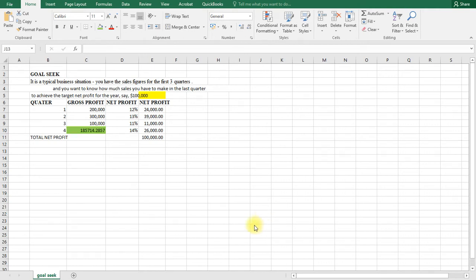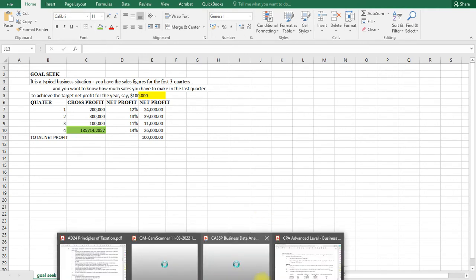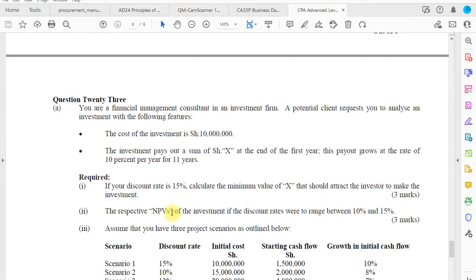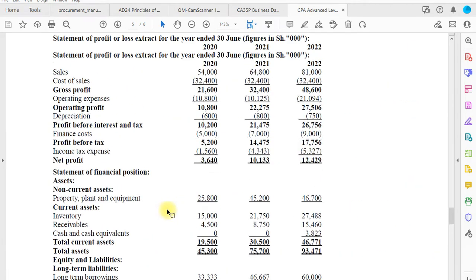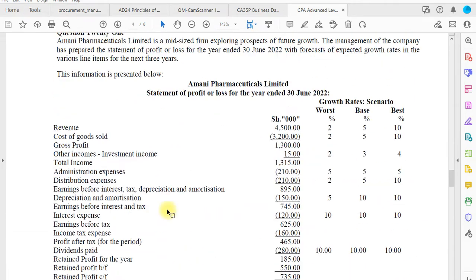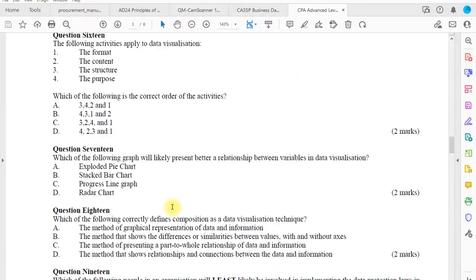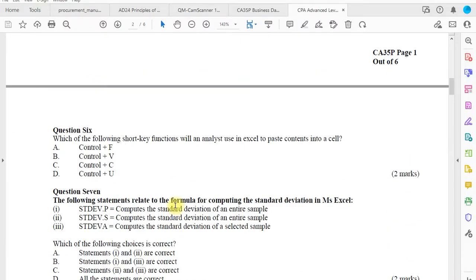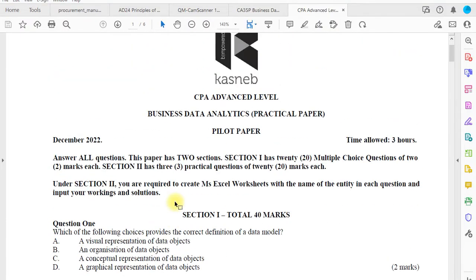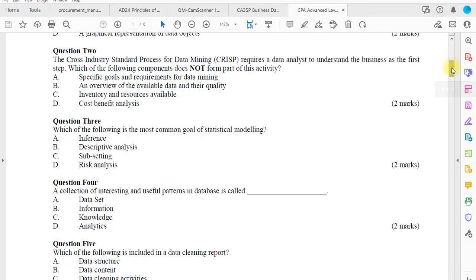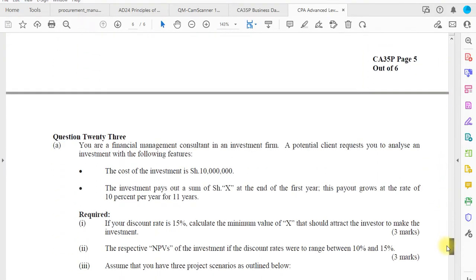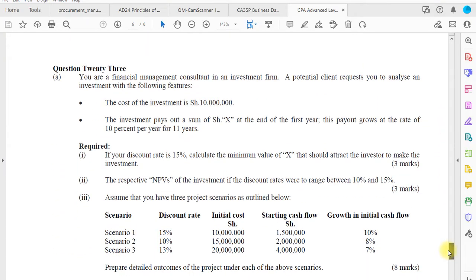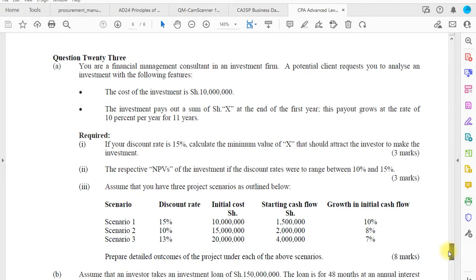So the second question that we are looking at is an example that was tested in the pilot paper. This was the paper that was piloted as a guide of what was done in December. So you'll find that this was a pilot paper for December 2022, and specifically we shall look at question number 23, pilot paper question number 23.